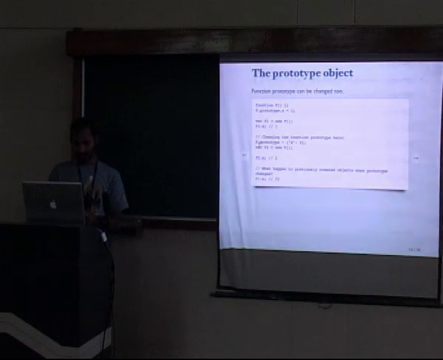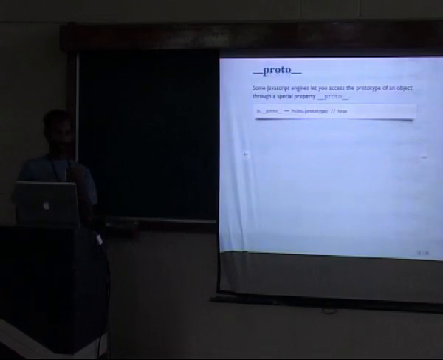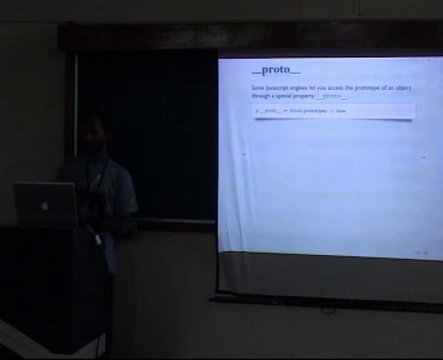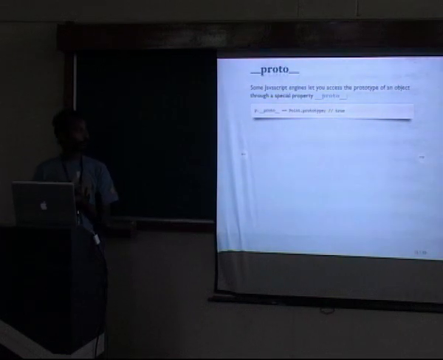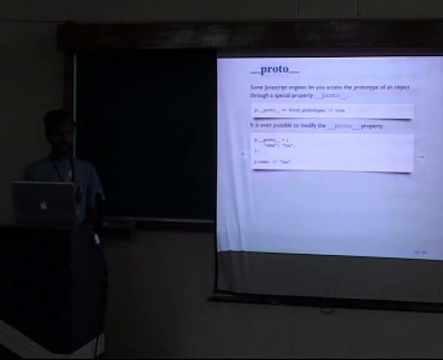So, to understand this better, some JavaScript engines actually let you access the prototype. When you say p actually has a link to the function prototype, right? Some JavaScript engines let you access that prototype of an object with a special property called underscore proto. So if you look at p and check if it's the same as prototype, yes, it's the same as the point's prototype. When I say some JavaScript engines, I would say all JavaScript engines except one. So you know which one doesn't support it, right? It's even possible to change the prototype object. You can change it to something else, and you actually get f.name as foo.